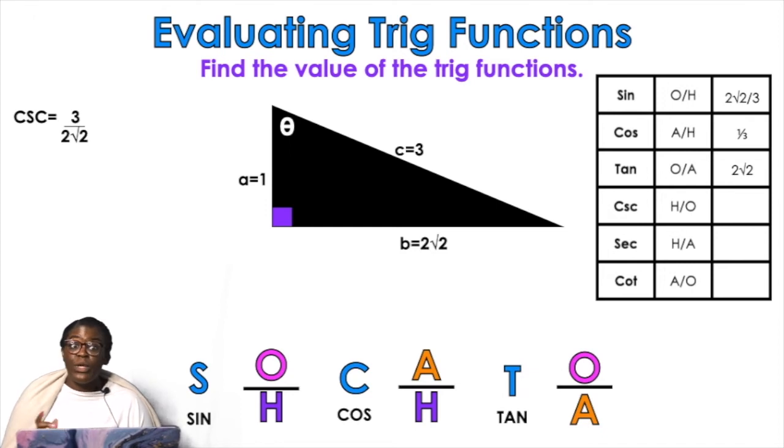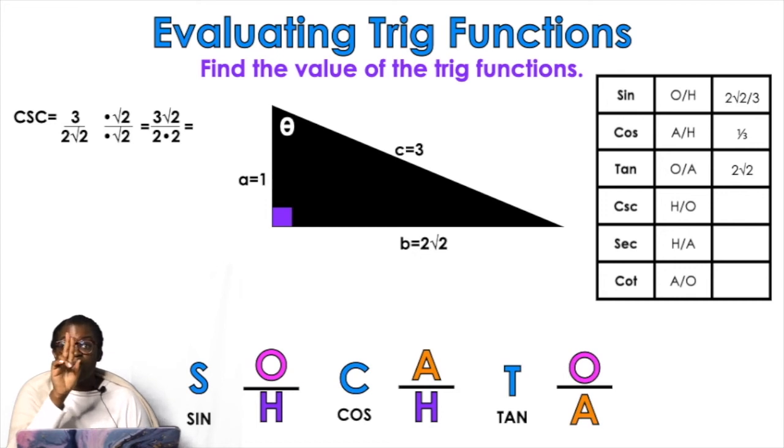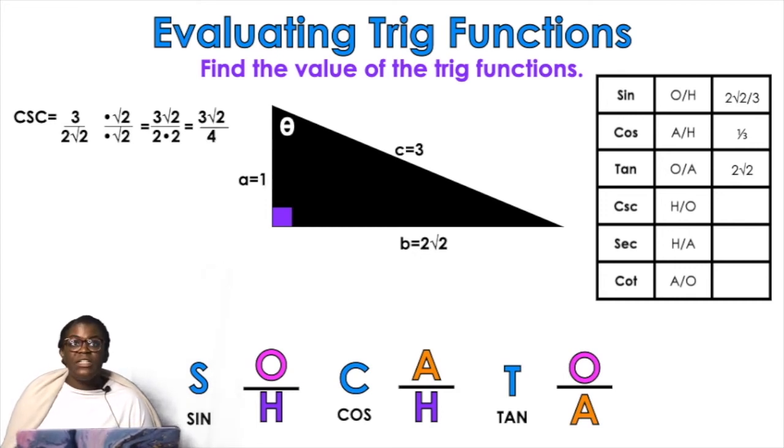Now in math, we don't like radicals on the bottom of our denominator, so we have to do what's called rationalizing the denominator. So I'm going to multiply the top and the bottom by square root of 2. That's how I rationalize a denominator, right? So on top, we're going to get 3 square root of 2 over 2. On the bottom, square root of 2 times square root of 2 is 2, so 2 times 2 on the bottom. So that's going to be 3 square root of 2 over 4.